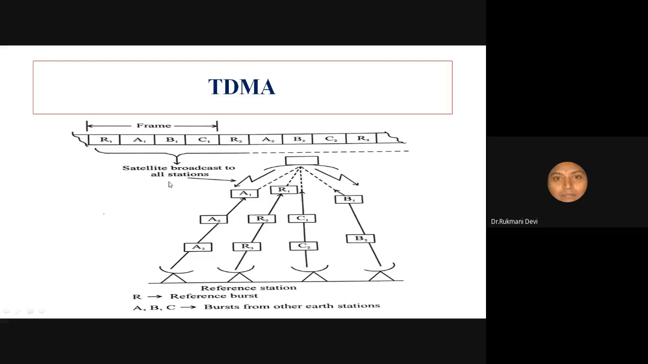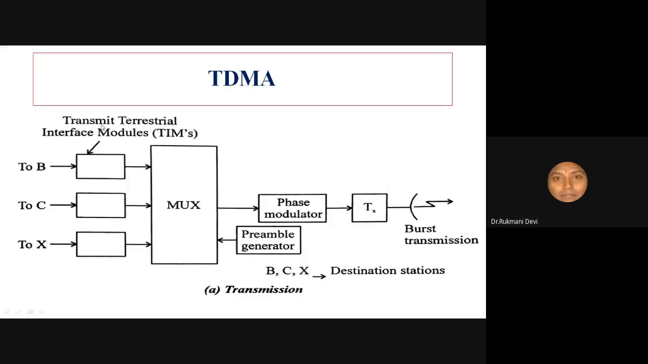All the burst signals are given along with the information. Then the transmit terrestrial interface modules, B, C and X. According to the time slots, here you have a commutator, a time commutator. It selects which input goes first depending upon the time slot. First 1 second, 2 seconds, 3 seconds, like that the time slots are allotted. As per that, the commutator selects the input.